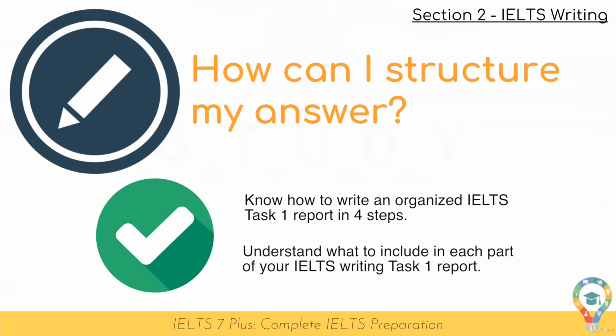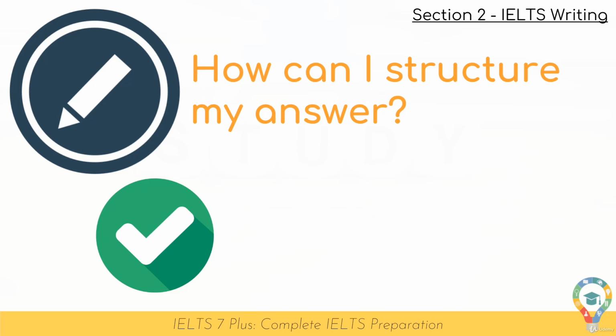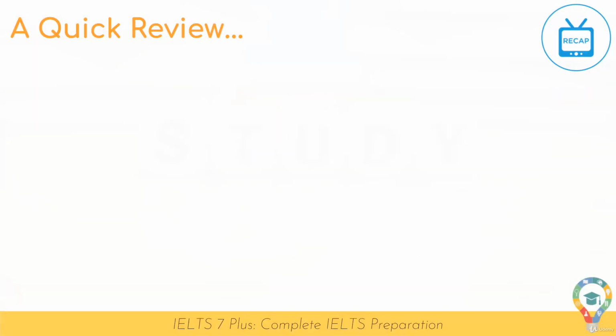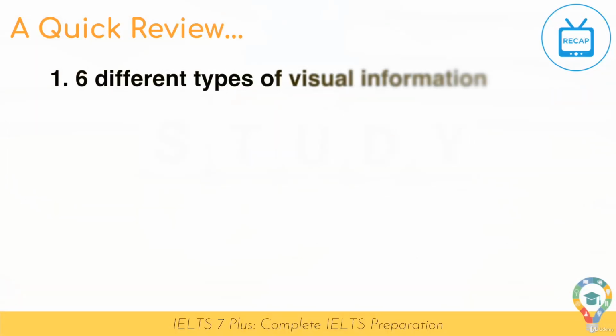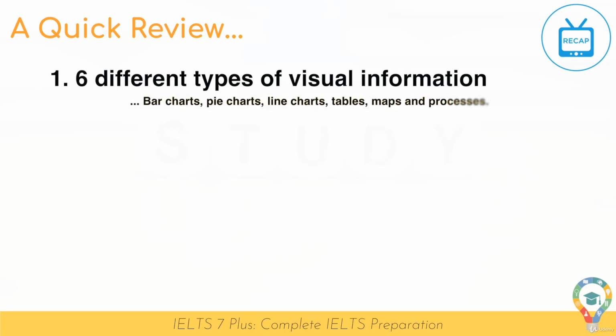But before moving on, I'd like to review some key information from the last few lessons. To recap, there are 6 pieces of visual information or different questions that you might see on IELTS Writing Task 1. That could be different kinds of charts, maps or processes, which are actually like diagrams. There is a suggested word count of 150 plus words.